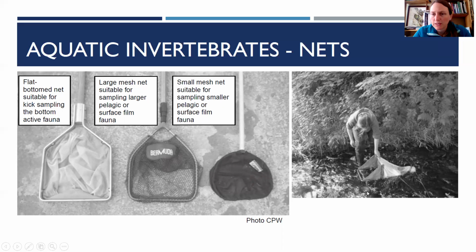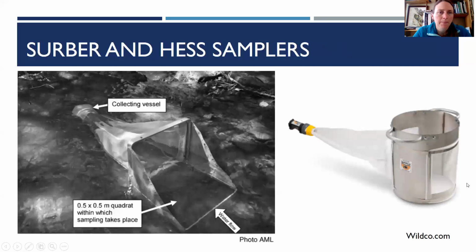And this is a SURBER sampler. You can see there's a frame in the front, and she's placed this in the stream with the water flowing in this direction. And then she would get in there and disturb this sediment inside the frame, and that would kick up all the organisms into the net that were living in the benthos, or the bottom of the stream.